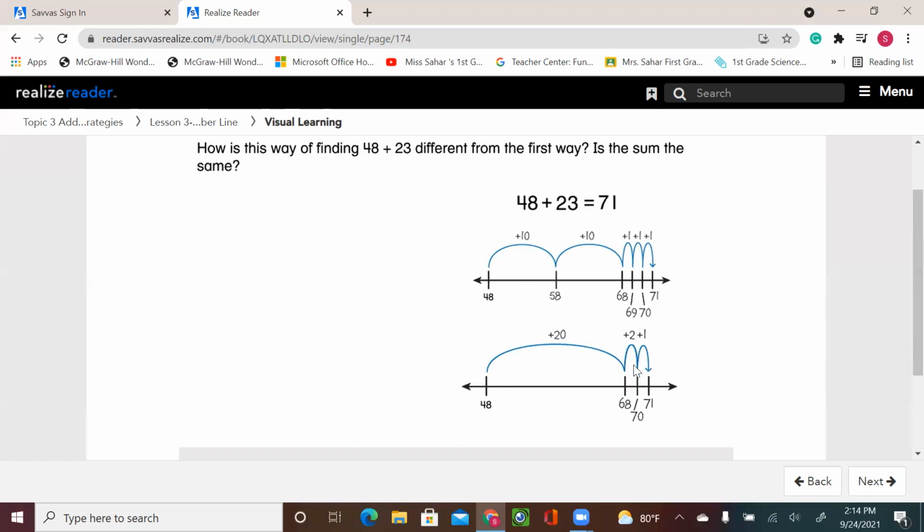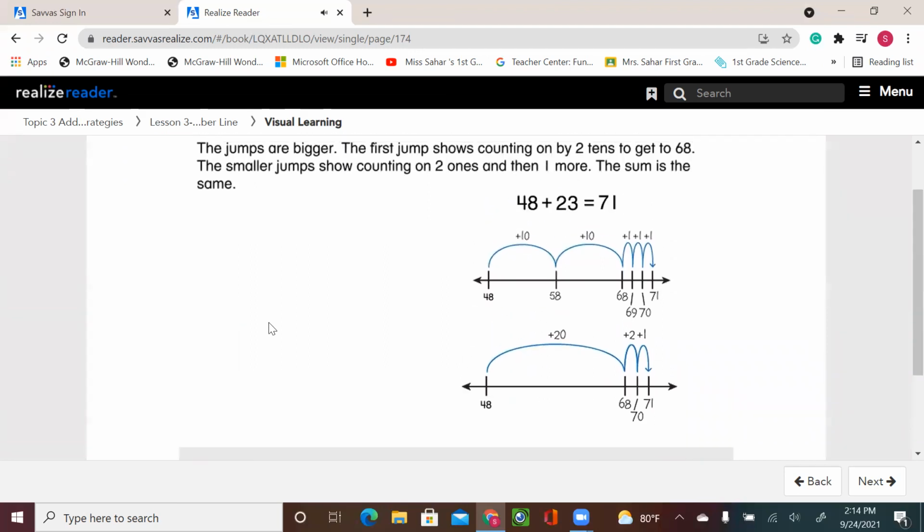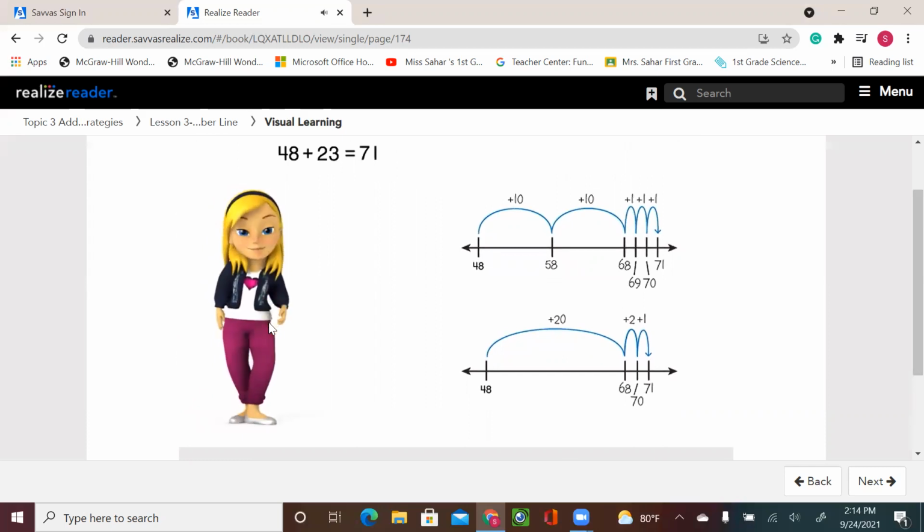So you remember skip counting? You can go 5, 10, 15, 20, or you can count by tens, skip by tens, 10, 20, 30, 40, or you can skip by 20, 20, 40, 60, 80. So we skip counted here, or we jumped 2 tens one time, and then we add the ones, which is 3. So from 68, we go 1, 2, 3, and then our answer was the same, 71. The jumps are bigger. The first jump shows counting on by 2 tens to get to 68. The smaller jumps show counting on 2 ones and then 1 more. The sum is the same. Now you know how to add tens and ones on an open number line.